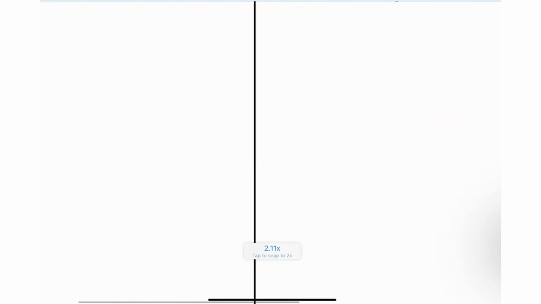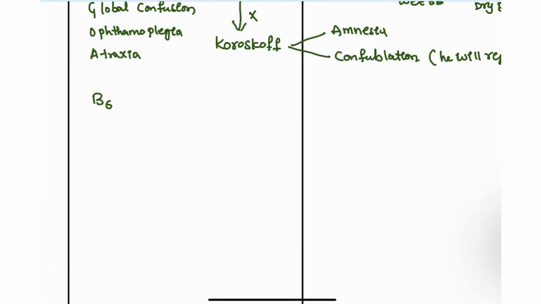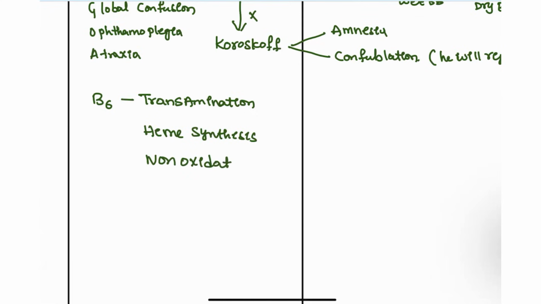Next, coming to B6. We know this is pyridoxine, and this is important. Not only that, you have to remember B6 is important for transamination. For amino acids, the transamination can be done by this, and it is also important for heme synthesis. It is also important for non-oxidative decarboxylation. And what about oxidative decarboxylation? That will be done by B1. But these three important roles will be done by B6.